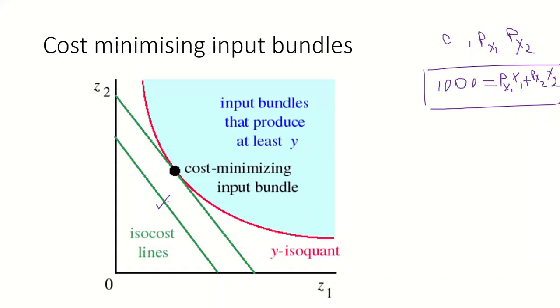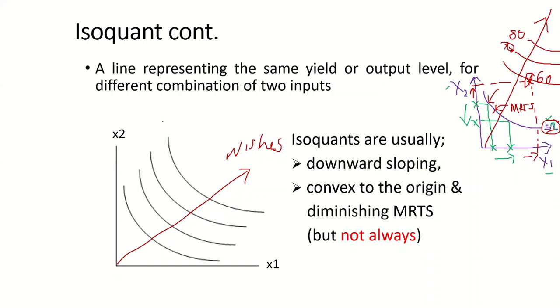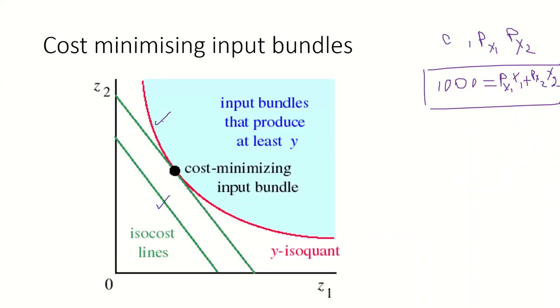Cost function independent. And this shows our wishes. The isoquant line shows our production. The isocost line shows the cost. So we need to find the optimum production.